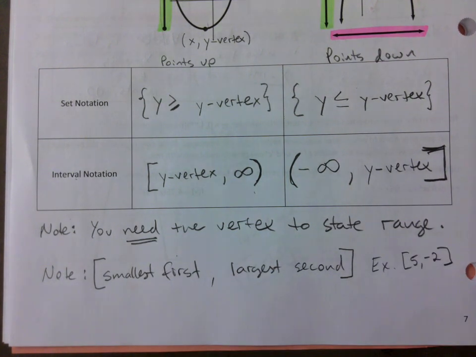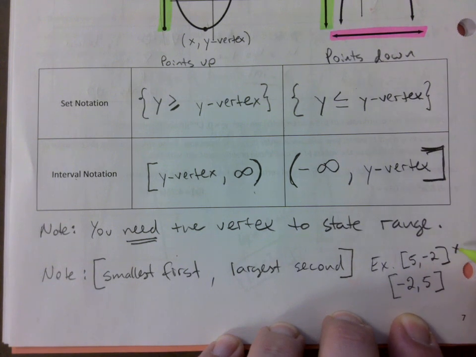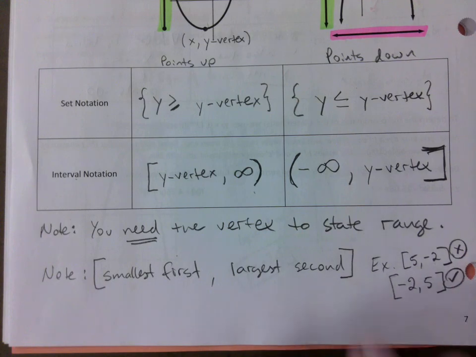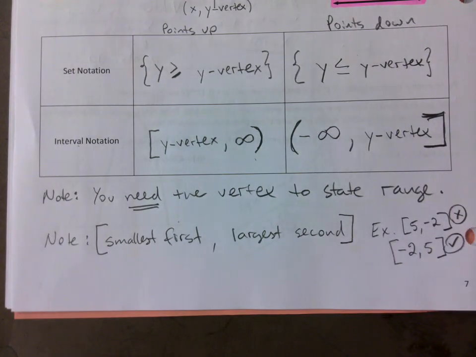you should automatically know something is wrong with that. You always want the smallest first and largest second. So you should have this, right? So this gets an X and this gets a check mark like that. It's little things like that that you should be catching as you go along.